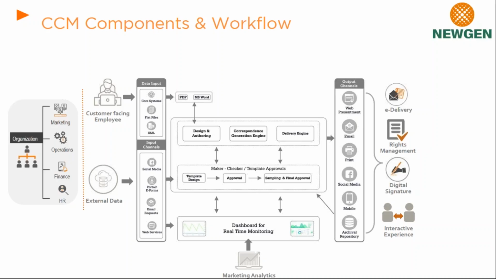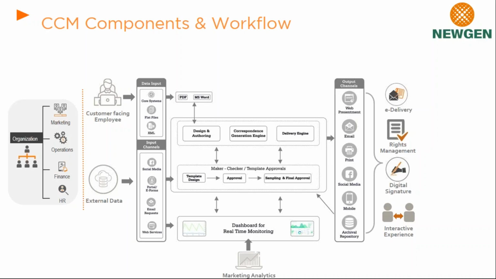So if you see on the right side of the presentation, there are multiple ways through which communication is done, whether it's a web presentment, email, print and mail, social media, mobile, and so on and so forth. And in between is the implementation of a CCM solution. The data for correspondences can come from internal databases, which could be the core claim system, provider database, finance systems, or the data could also come from external sources like social media, portal, e-form, email request, and so on and so forth.